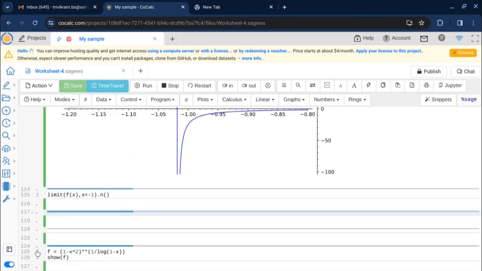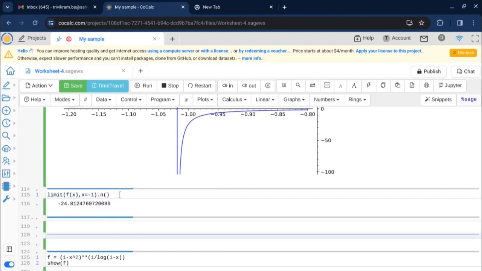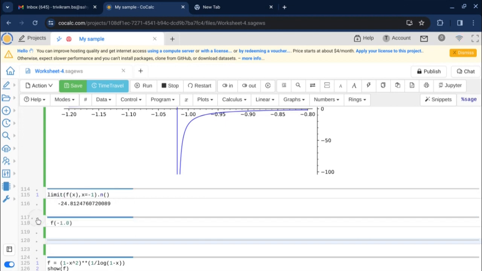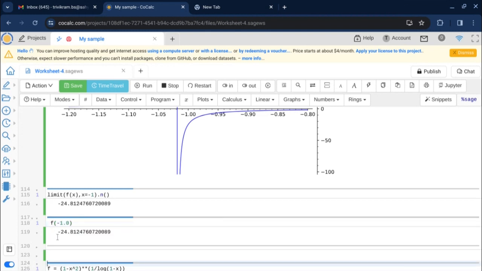So now I am going to find the limit of the function as x tends to -1. So directly you can get the answer like this. And the function value at -1 will give this one.